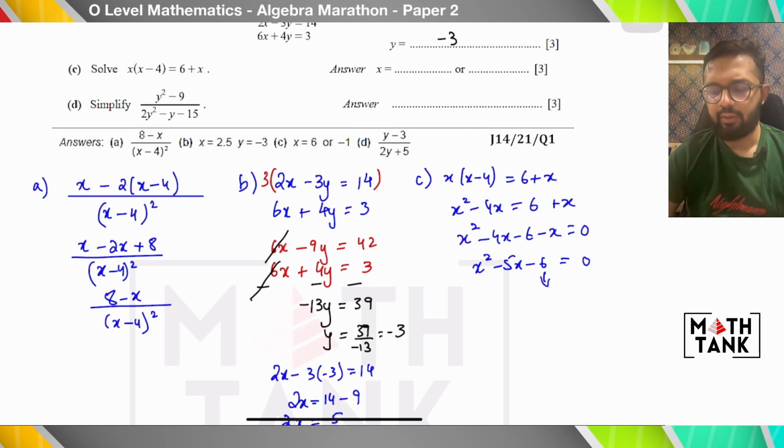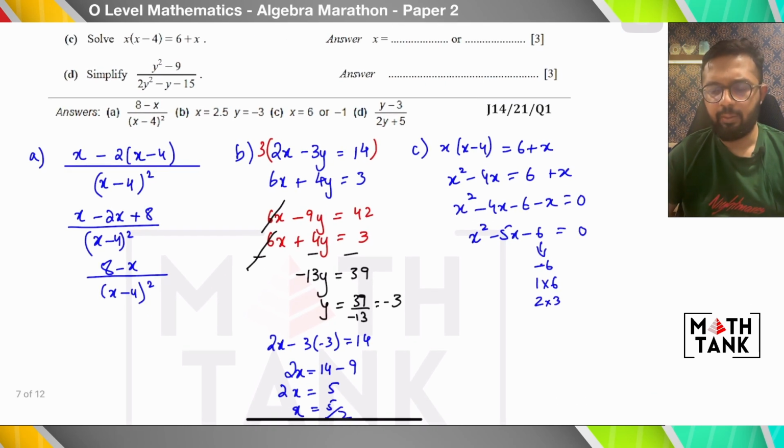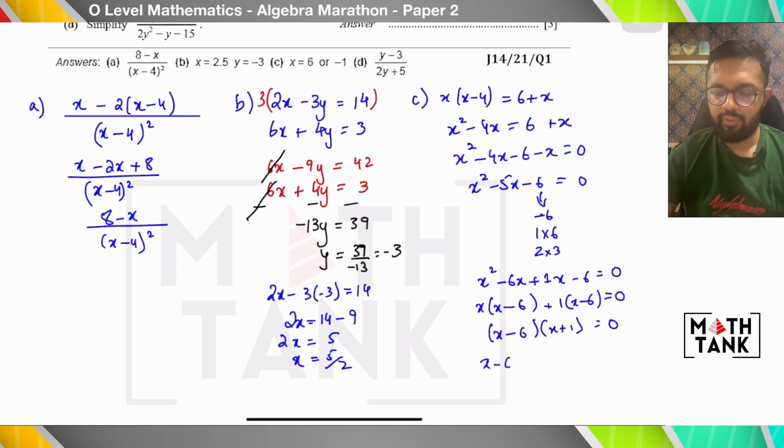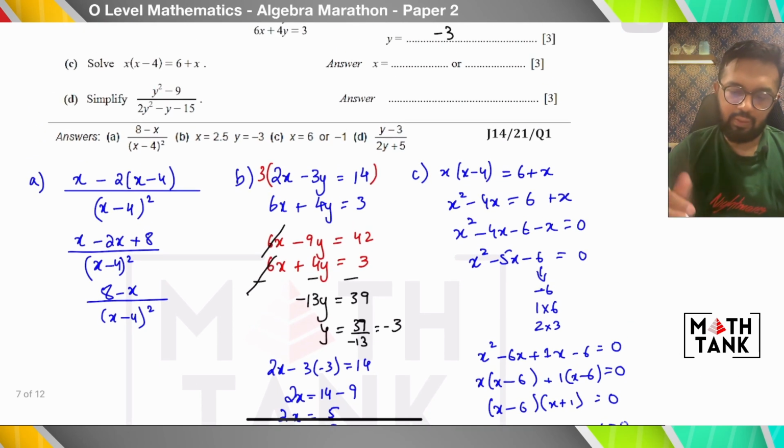I see that this is a simple factorization because minus 6 has simple factors 1 into 6 and 2 into 3. I need to pick two factors in such a way that when added or subtracted I get minus 5 and when multiplied I get minus 6. I'm going to pick minus 6 and plus 1: x minus 6. What's common in the first two? x minus 6 times x plus 1. If you find this challenging, just use the quadratic formula in paper 2. That is going to be the easiest way out. Then either this equals 0 or that equals 0. So you have 6 and minus 1.